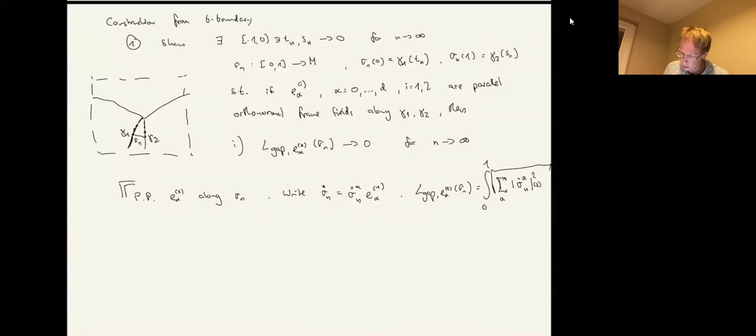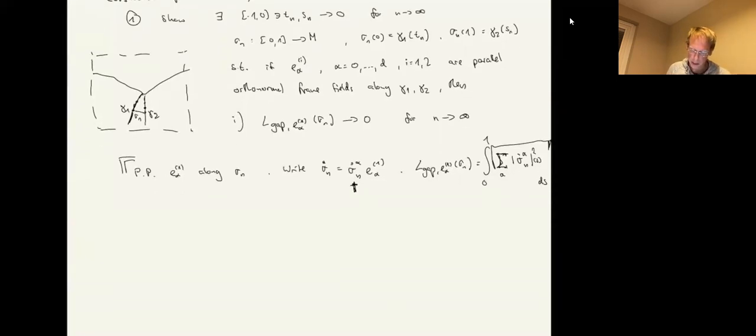Sorry, the s goes out of the square root. Yeah. So this here is just the Euclidean norm of this vector here. Yeah. And this is the generalized affine parameter length of this curve.